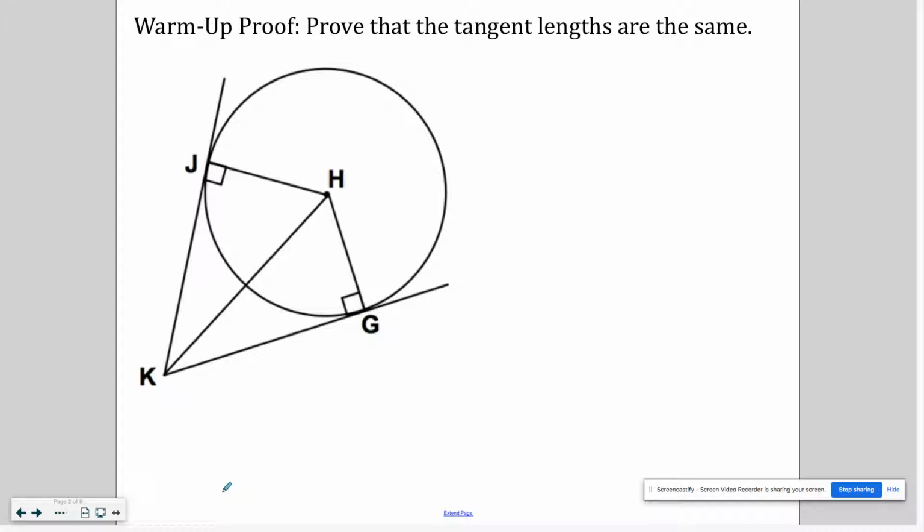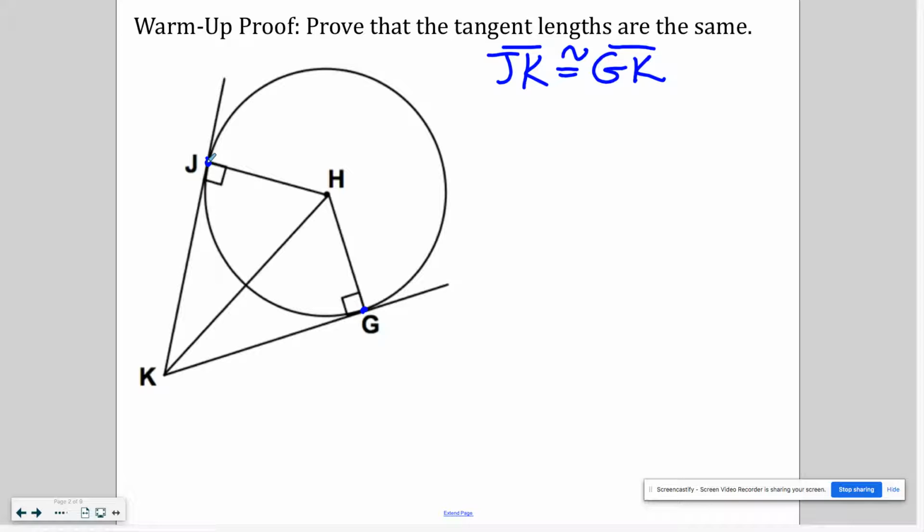So this proof is trying to prove the theorem that's in our textbook about the external tangents being congruent, which is KG in this case and JK. So we're trying to prove that KJ is congruent to GK. Those are called external tangents. They're called tangents because they touch the circle in only one point. So those are considered tangent lines.